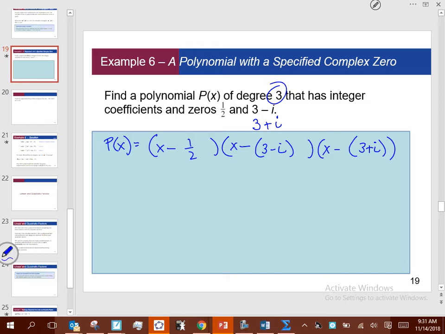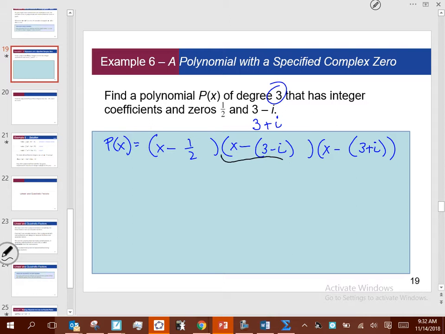Now, here's the thing. Because it's multiplication, you can multiply any of that stuff out you want. You can grab any two of those factors and multiply them out. My hope is you recognize which ones are convenient to multiply. I would use the conjugates together. Now, I'm going to show you two techniques.